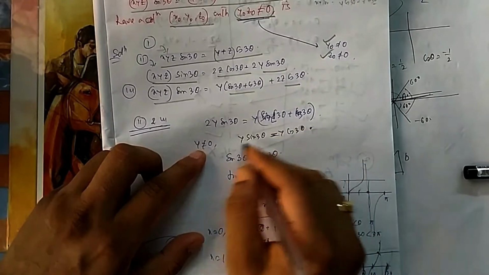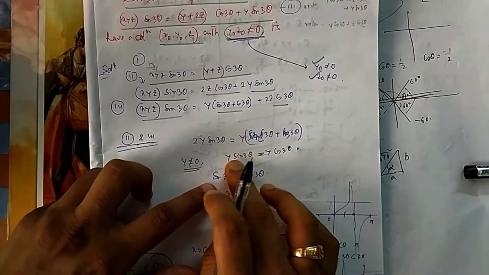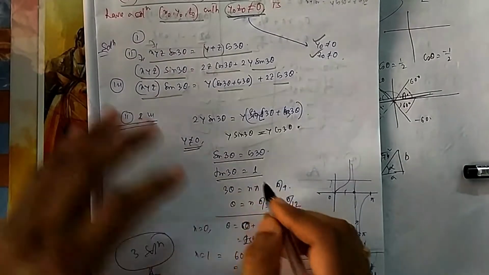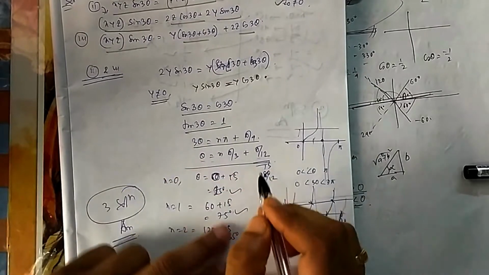So y you can cancel out on both sides because y cannot be 0. They have given y is not equal to 0. So if it is not equal to 0, you can divide both sides. So sin 3 theta equal to cos 3 theta, which will give you tan 3 theta equal to 1, which will give you 3 theta equal to this one.